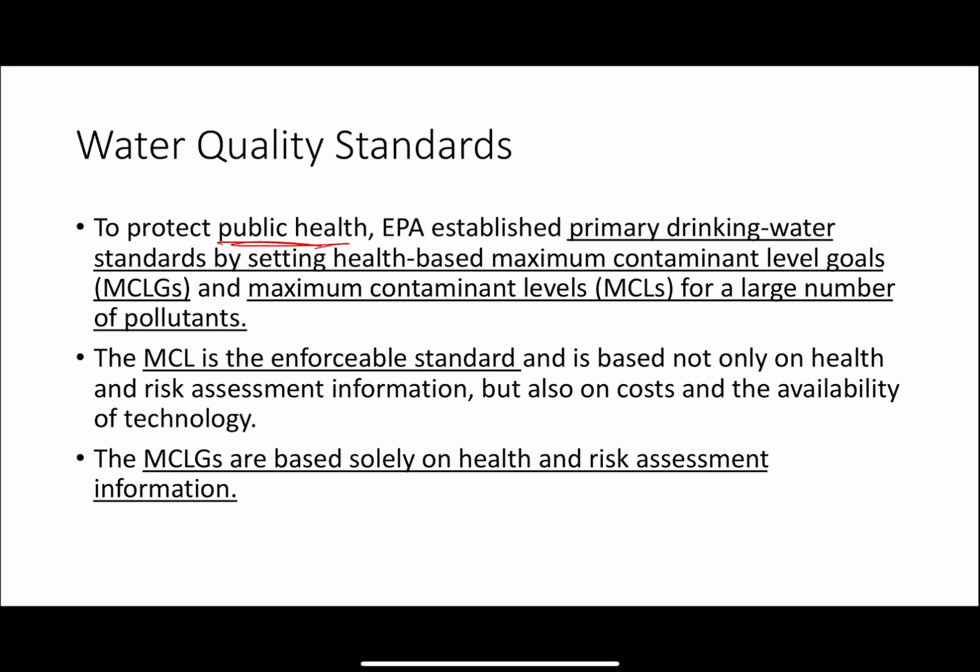The Environmental Protection Agency established a primary drinking water standard by setting health-based maximum contaminant level goals, MCLGs, and maximum contaminant levels, MCLs, for a large number of pollutants. The MCLGs are what we're hoping to achieve. The MCL is an enforceable standard, based not only on health and risk assessment information, but also on the cost and the availability of the technology. The MCLGs are based solely on health and risk assessment information. These are the goals.